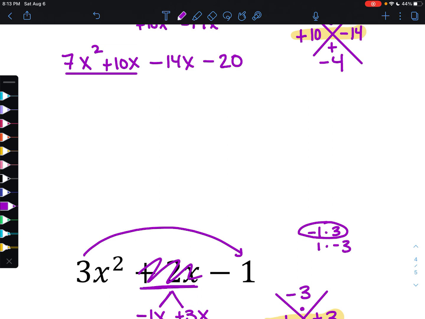From here, what I'm going to do is I'm going to look at the first 2 numbers and then the last 2, and I'm pulling out a greatest common factor. So between 7 and 10, there's not a greatest common factor, but between x squared and x, there is a greatest common factor of x.